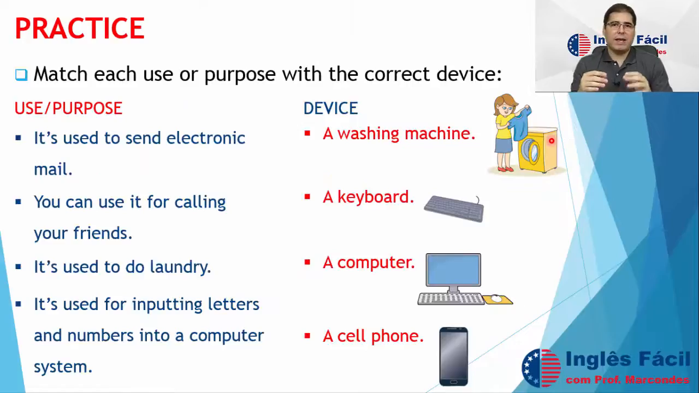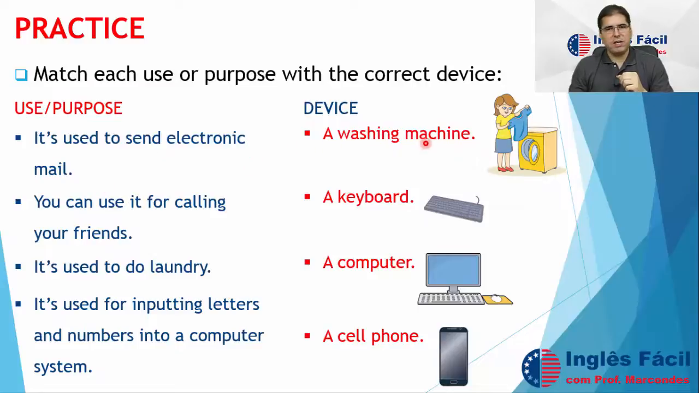Okay? And finally, let us match. On the left side here, we have a use or a purpose, and on the right side we have an appliance. We have many devices, actually, right? So let's match the device with its use, with its purpose. Now the first one here: it's used to send electronic mail. What in here can be used to send electronic mail?